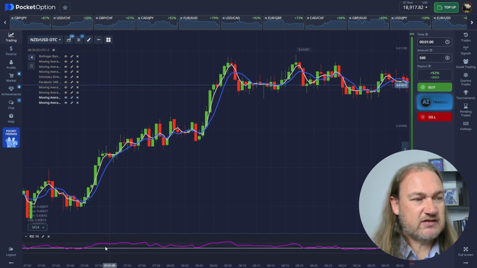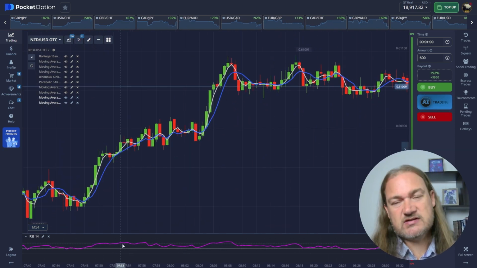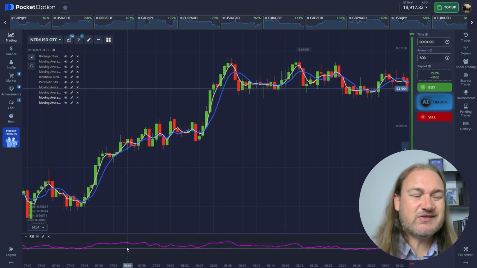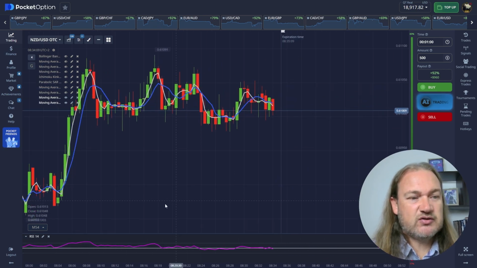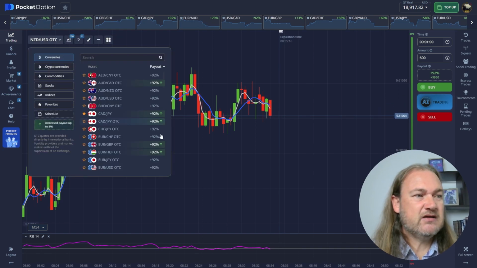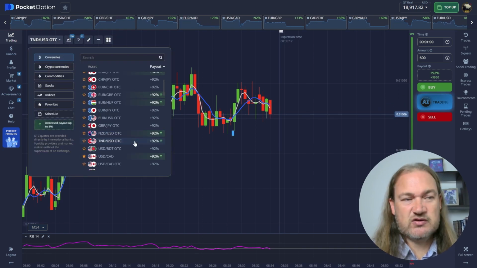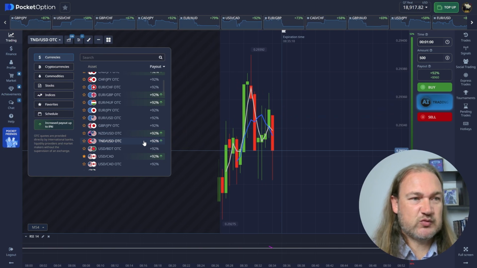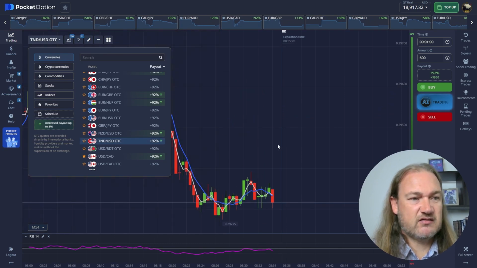You want something that looks like this. Okay, so we want decent bullish momentum or decent bearish momentum. When it's like this, you'll see that usually the market price will be going sideways. Don't take unnecessary risks. Look for something that's got decent bearish momentum or decent bullish momentum and take those.